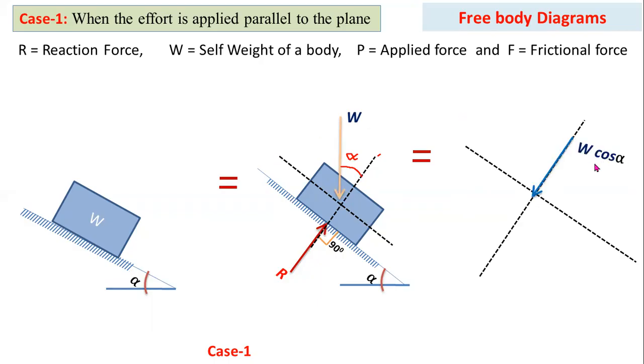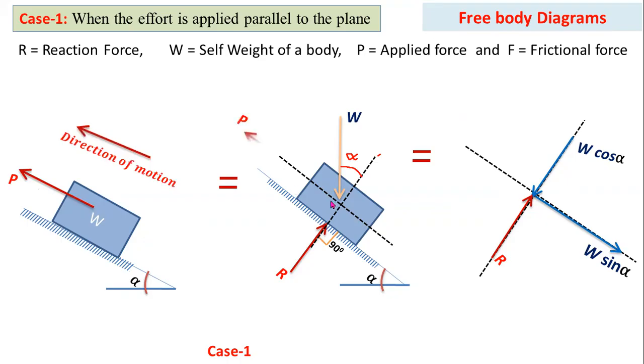So W cos alpha is the normal component and W sin alpha is the parallel component. Now you have to consider this reaction force as it is. This is the reaction force R. Now this is the applied force. In case one, the effort is applied parallel to the inclined plane. So you have to consider this applied force as it is.